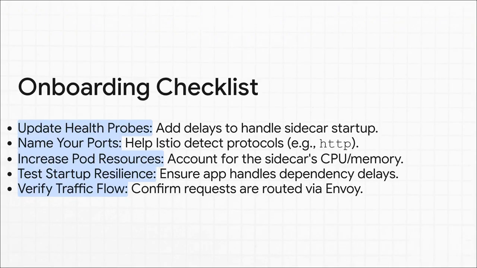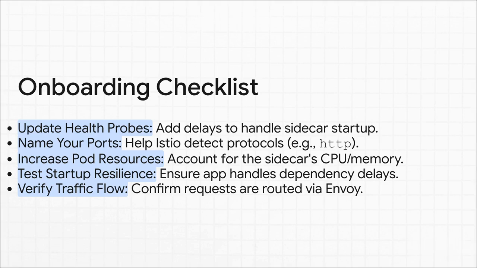1. Update those health probes. Give them an initial delay so the sidecar has time to wake up. 2. Name your container ports. Giving Istio a hint, like calling a port HTTP or gRPC, helps it do its job better. 3. Increase your pod resources, just like we talked about. Don't forget. 4. Make sure your app is resilient at startup. It shouldn't just fall over and die if it can't reach a database on the very first try.